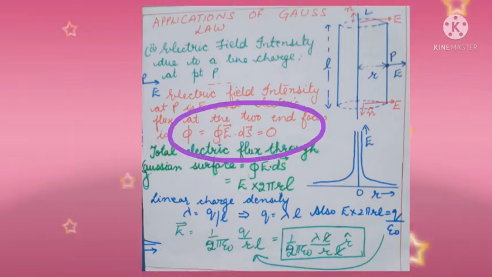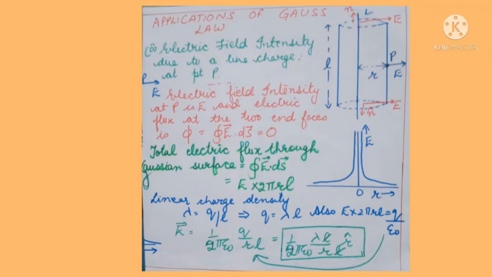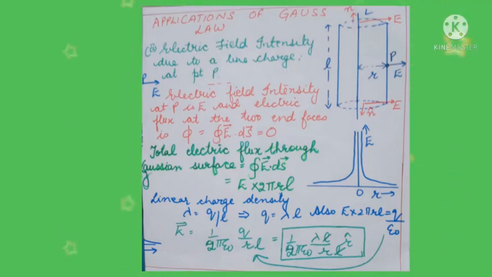Once again, let us repeat. The electric field intensity at P is E and the electric flux at the two end faces of the cylinder is given by E dot ds, which is equal to E ds cos of 90. Here children, the angle between the direction of electric field and the area vector is 90°. As cos 90 is 0, so the contribution of electric flux towards the two faces is 0.